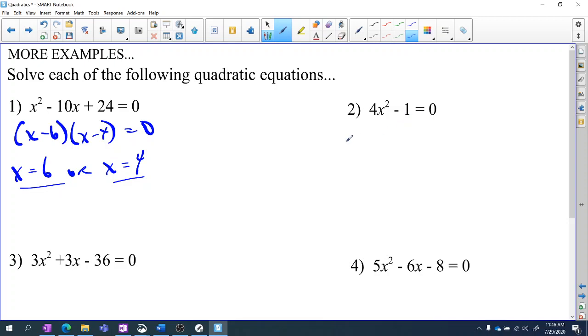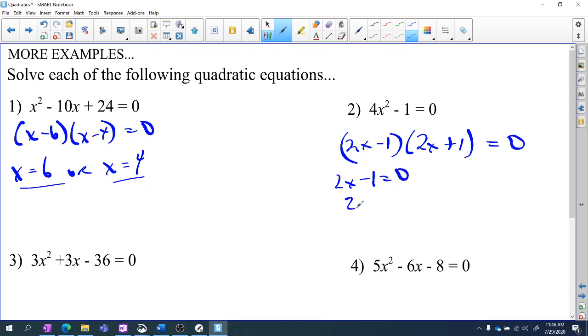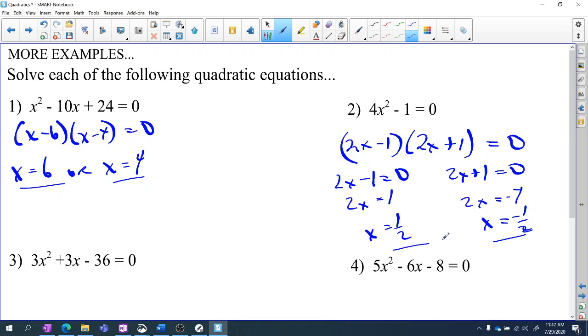There are my two possible answers. Next, a difference of squares: 2x minus 1, 2x plus 1 equals 0. Now for this bracket, 2x minus 1, I've got to figure out what would make it equal to 0. Solve for x. x would have to be a half. If it's 2x plus 1 equals 0, x would have to be negative a half. There are my two answers.